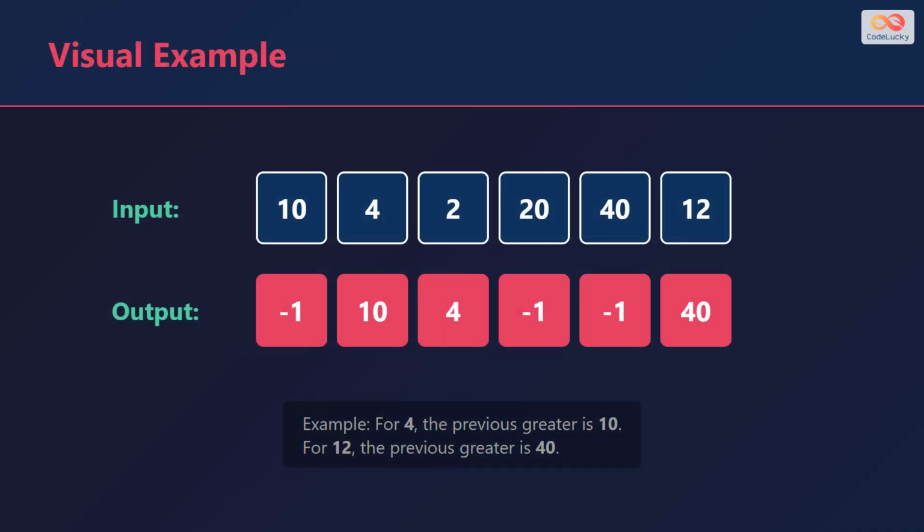Here is a visual example to make it clear. Look at the number 4. If we look to its left, the immediate neighbor is 10. Since 10 is greater than 4, the answer for 4 is 10. Now look at the number 12. We look left past 40, 20, and 2. The first number we encounter that is bigger than 12 is 40, so the answer is 40.